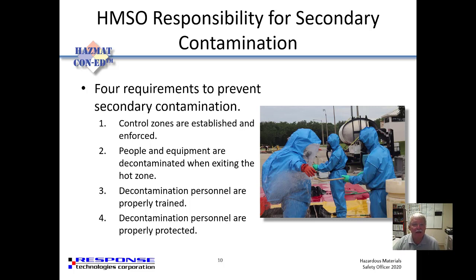We need to ensure that people and equipment are decontaminated when exiting the hot zone, so there needs to be some observation to make sure this is being done correctly. The people we put into decontamination to perform decontamination need to be properly trained, and also properly protected. So 4 things: control zones, everything gets decontaminated, our personnel are properly trained, and our personnel are properly protected to do that decontamination.